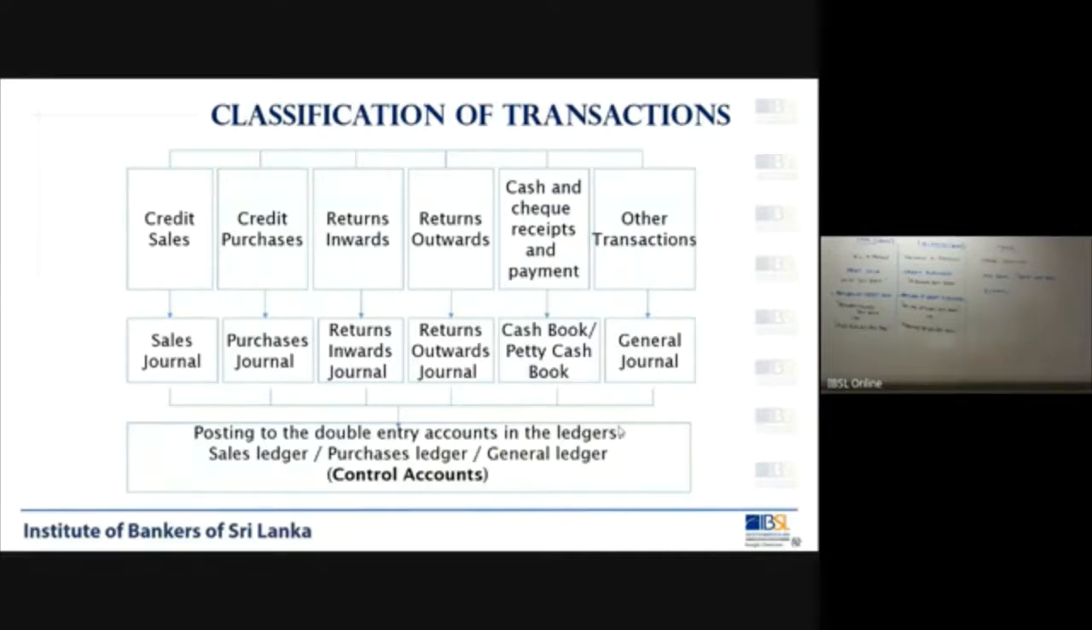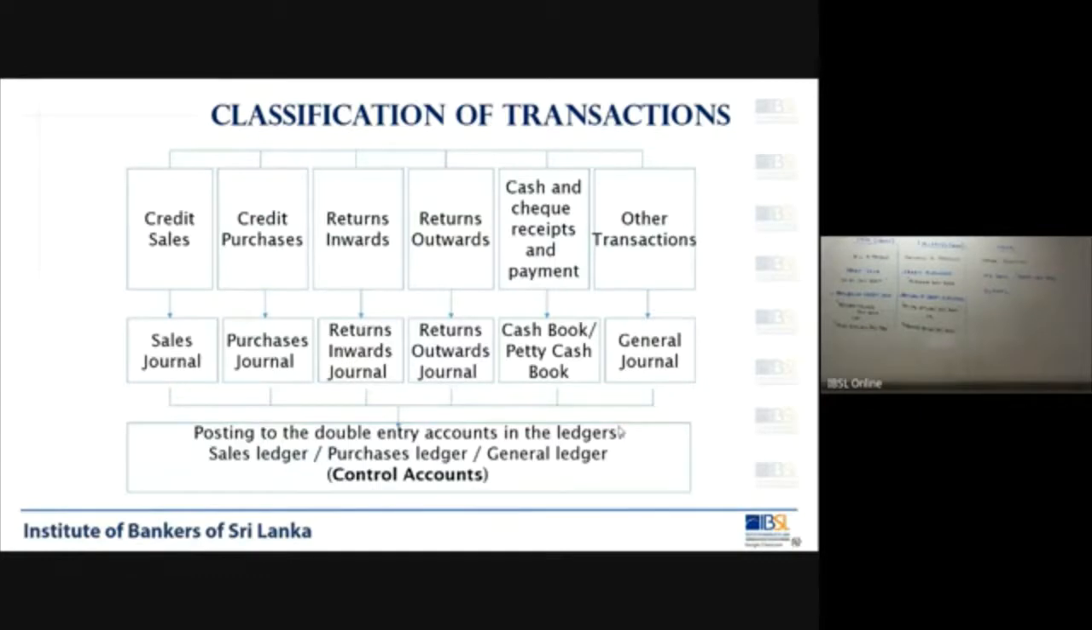So ultimately, the double entries originating from these 7 day books are entered into the 3 main ledgers. We call them the sales ledger, purchases ledger, and the general ledger. Okay, sales ledger, purchases ledger, and the general ledger. The sales ledger will have a lot of accounts, the purchases ledger will have a set of accounts, and the general ledger also will have a set of accounts.